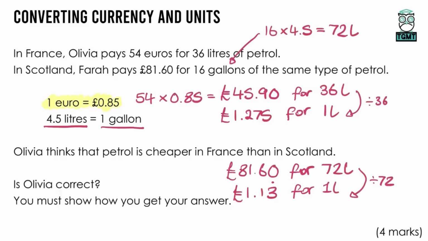Now it said here Olivia thinks that petrol is cheaper in France than in Scotland, but we've just showed that it's actually cheaper in Scotland. So is Olivia correct? We would just say no, Olivia is not correct. And we have all of our working out to back that up. You could write after that actually it is cheaper in Scotland. And there we go, that is some currency conversions, but also dealing with different units.